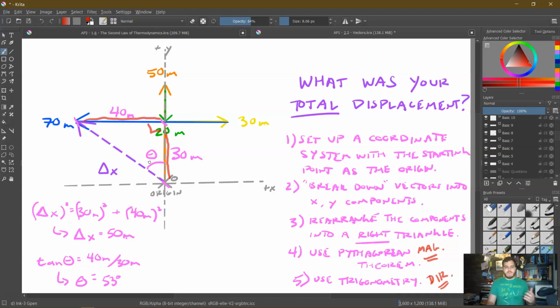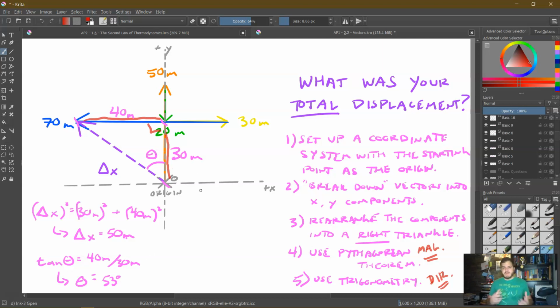If you get more of a fractional or decimal answer for delta x, it's a good idea to use these two since we know them for sure. But the tangent of theta is 40 meters over 30 meters. I solve for theta by doing the inverse tangent, tangent to the -1 function, and I get 53 degrees. So this theta here would be 53 degrees.